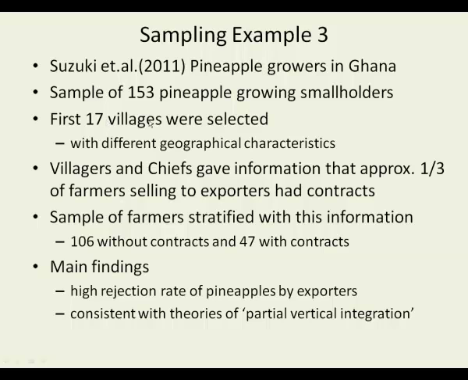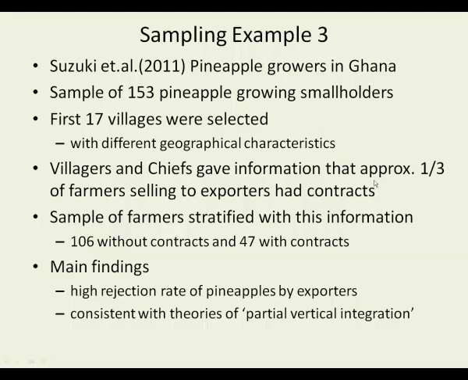Again, first they selected 17 villages with different geographical characteristics. You can read the article, it doesn't say exactly how they selected these, whether it was random or purposeful. They've selected according to geographical characteristics, so they would claim that they're representative of the areas where pineapples grow.